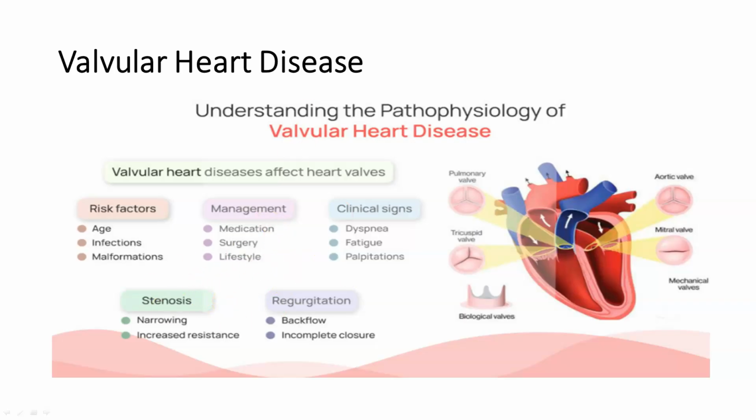Specifically what we're looking for, I'm going to skip over management and clinical signs for now, and we're going to go down to the stenosis or the regurgitation. So we've talked about a stenosis as a narrowing. If we're talking about an aortic stenosis, what we're saying is the valve that helps regulate cardiac output has become non-compliant, and you're going to have issues pumping out enough blood to maintain cardiac output.